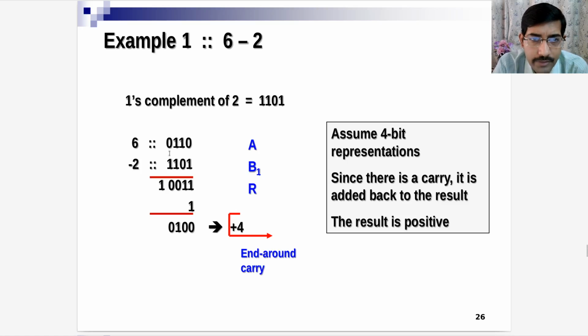Assuming 4-bit representation, now if I add, you see here I get a carry 1. According to my rule, if I get a carry 1, I add it to the result, so it becomes 4. We call it end around carry addition. And the result is positive because the most significant bit is 0.